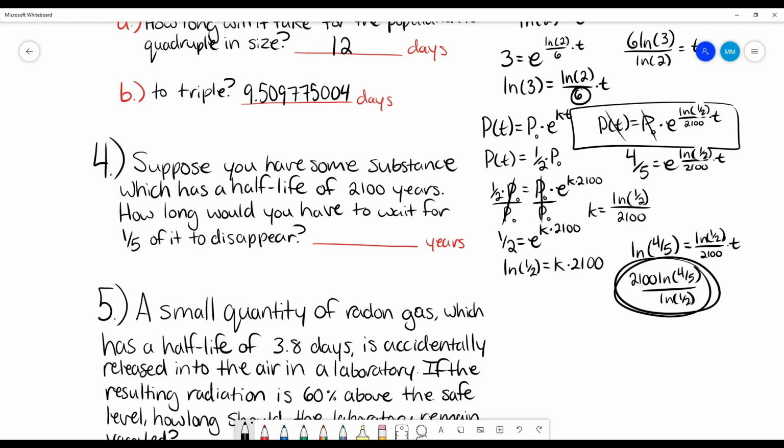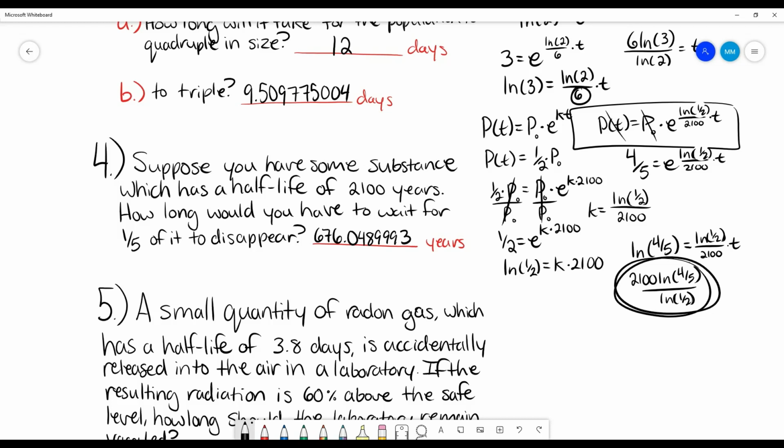divided by 1/2. Good. That is a positive answer, and it makes sense. It's going to be a little over 676 years. Okay. And that makes sense because for 1/5 of it to disappear is going to take less time than for half of it to disappear. So it makes sense that it's less than our half-life.